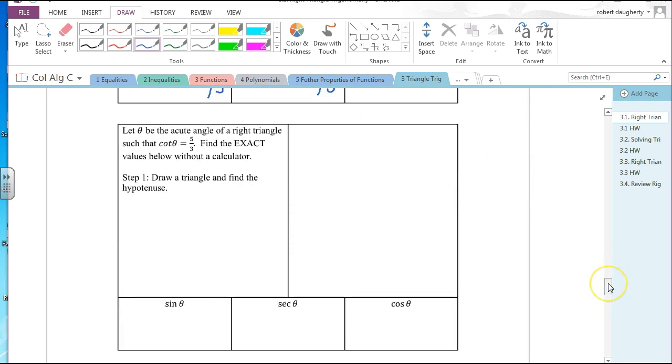So let's do a slightly different twist on this problem. So let theta be the acute angle of a right triangle such that the cotangent of theta is 5/3. Find the exact values below without a calculator. Okay. Now, one skill you're going to need throughout, I keep saying one skill, but one of many, is you need to be able to draw diagrams, okay? So in this one, it's telling me about a triangle, so I'm going to draw this triangle. And there we go.